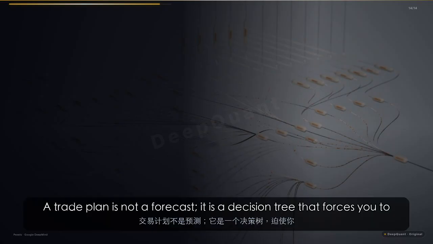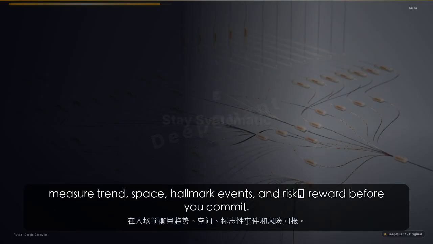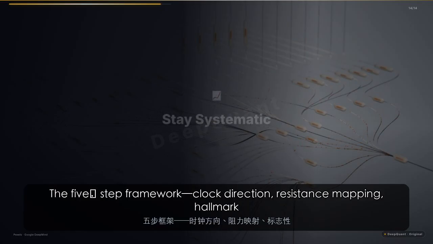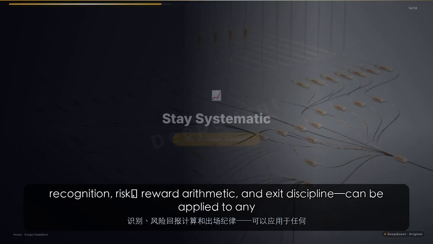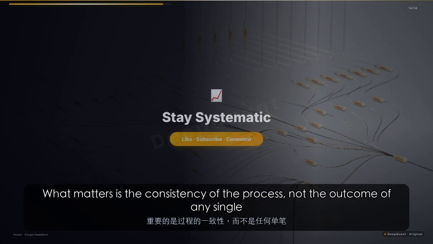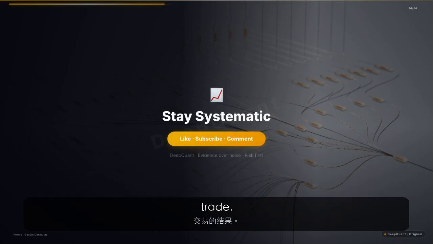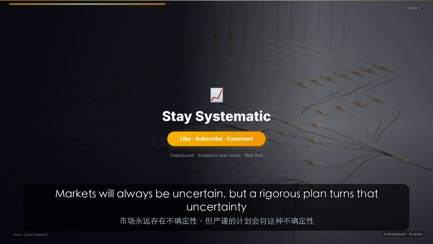A trade plan is not a forecast, it is a decision tree that forces you to measure trend, space, hallmark events, and risk-reward before you commit. The 5-step framework, clock direction, resistance mapping, hallmark recognition, risk-reward arithmetic, and exit discipline, can be applied to any liquid market. What matters is the consistency of the process, not the outcome of any single trade. Markets will always be uncertain, but a rigorous plan turns that uncertainty into manageable risk.